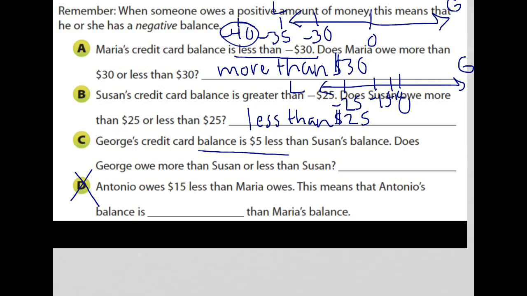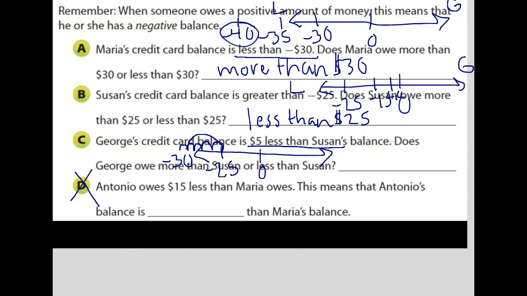So I'm going to put a number line. It says $5 less than Susan. So let's first put 0. And let's find Susan's balance. Susan's credit card balance was negative 25. It says that George's credit card balance is 5 less than Susan's. So if I go 5 back from negative 25, I can even count. Negative 26 is 1, negative 27 is 2, negative 28 is 3, negative 29 is 4, negative 30 is 5. So if I go 5 back, I'm at negative 30.